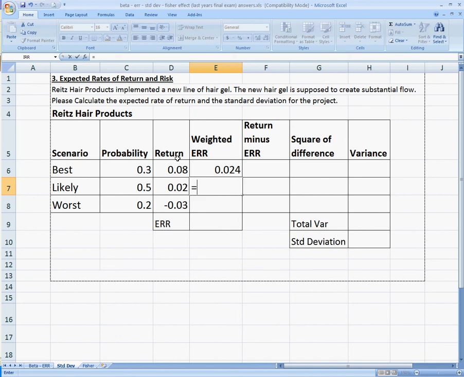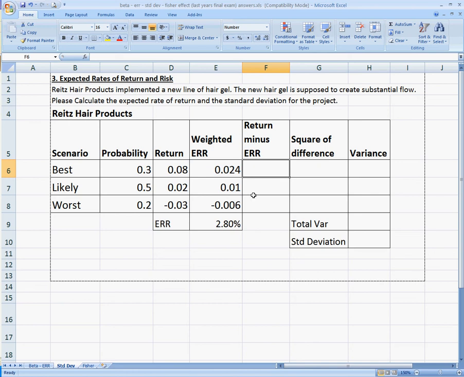Alright, so obviously for the likely one we're doing the same thing. And again, in the worst case scenario. Okay, and now our expected rate of return is just simply the sum of those three. And let me just go out a few more decimal places. Alright, so 2.8%.